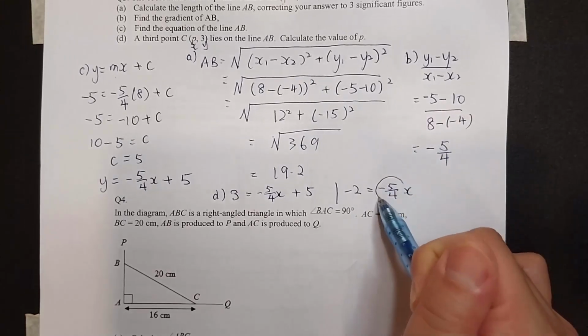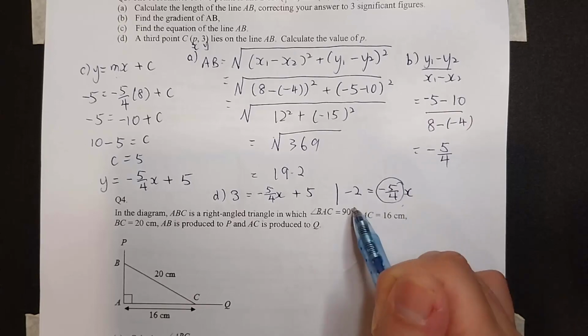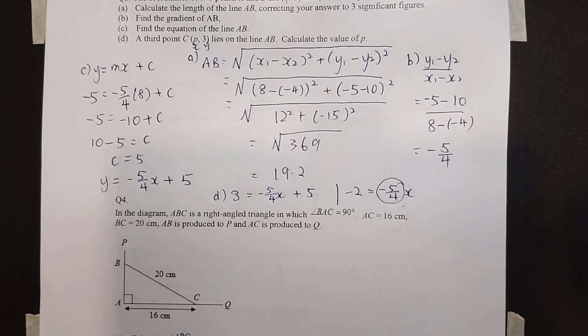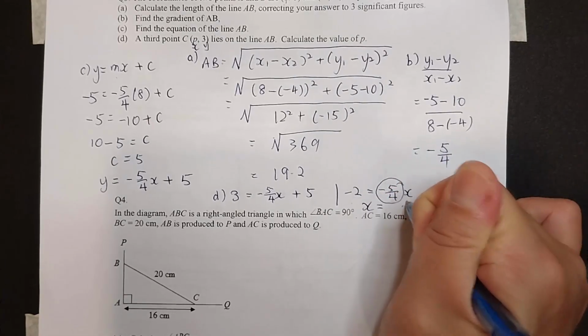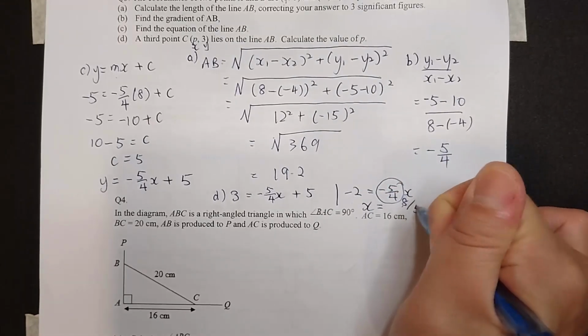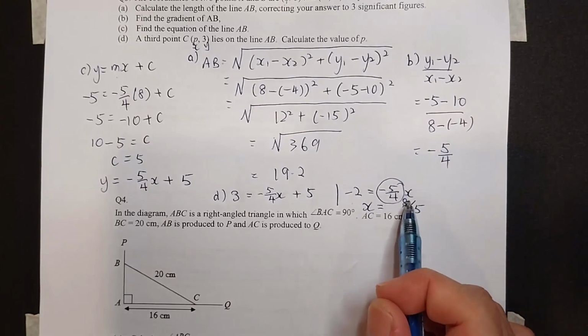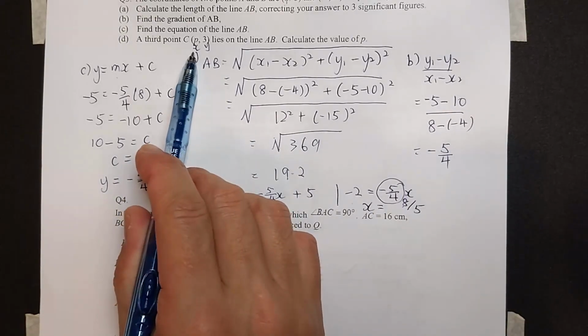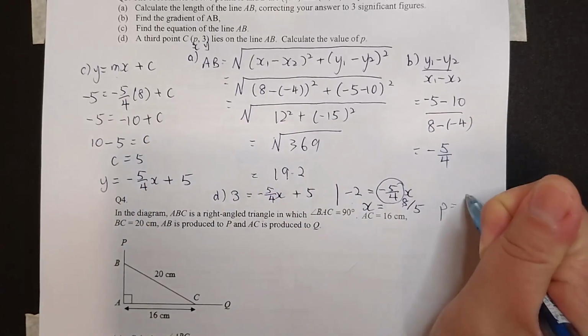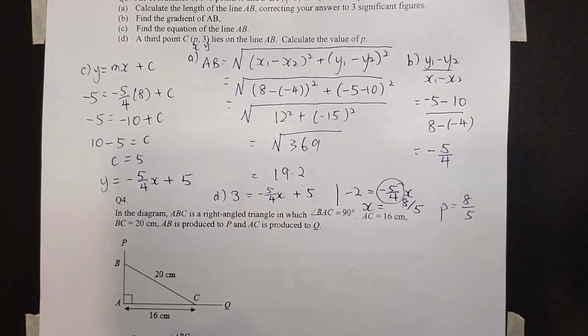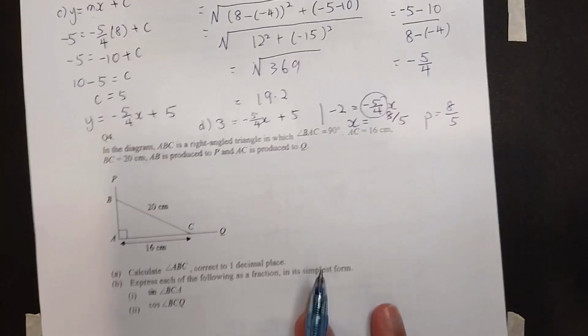So we will divide by -5/4, divided by -5/4, and we will have 8/5. So x will give us 8/5. That is the value of P, because x and P are the same thing. So P is 8/5.